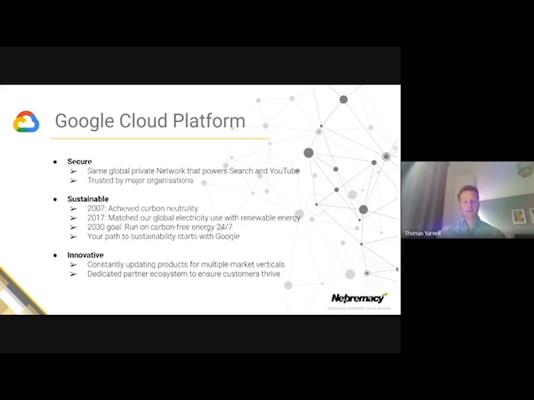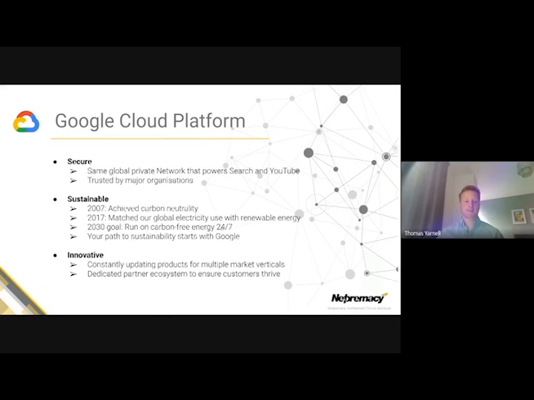Firstly, from a security point of view, it's so important for organizations, no matter what size. Google Cloud Platform powers the likes of Google Search and YouTube, and has been doing so for years. That same global private network is trusted by millions of organizations and end users on a day-to-day basis. Some of those major organizations have ultimately come to trust Google with some of their most sensitive data. Organizations such as HSBC and Spotify trust Google for their day-to-day operations.